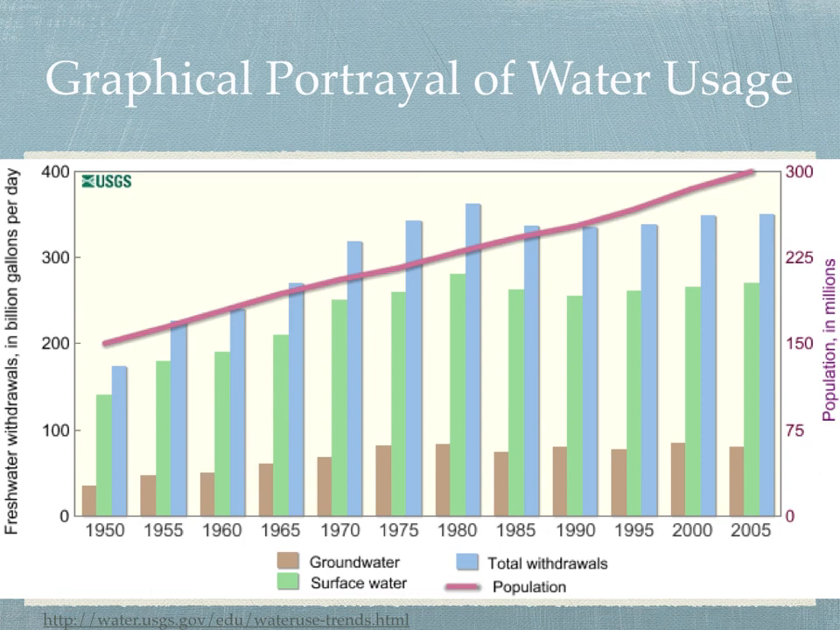The red line represents the population, and it is shown in millions on the y-axis to the right. As you can see, population has increased from 1950 to 2005. The bar graphs show the various forms of total withdrawals we have used in water since 1950. It has steadily increased, and the highest amount of this increase was in 1980. It has decreased since then, but overall there has been an increase in water withdrawals since 1950.